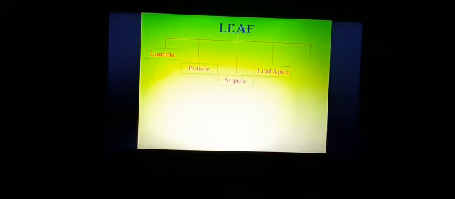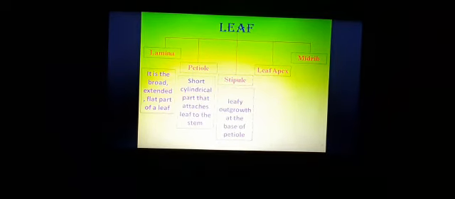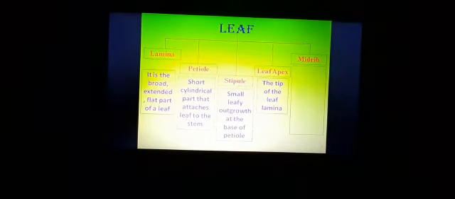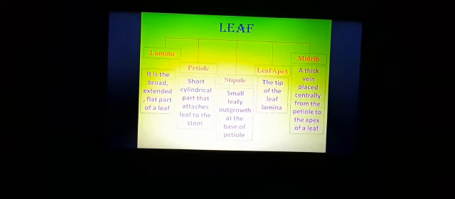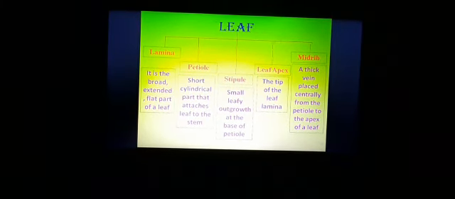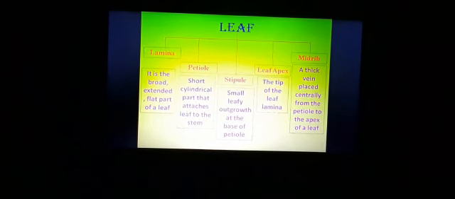A leaf is a thin flattened green part of a plant that is attached to the stem or branch at a node. And the entire set of leaves on a plant are known as foliage. So now we will see the different parts of a leaf. A leaf is made up of a lamina, a petiole, a stipule, a leaf apex, a midrib, and veins.